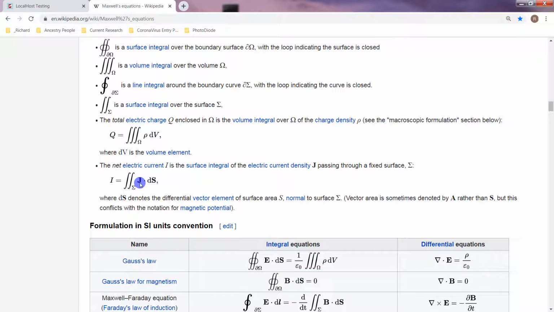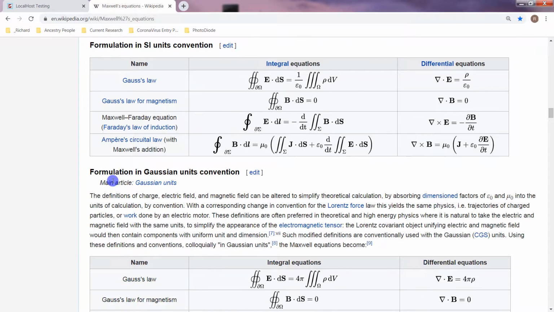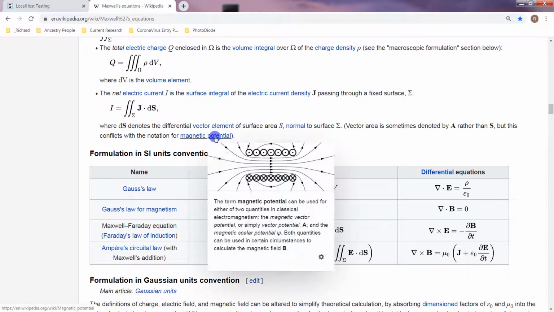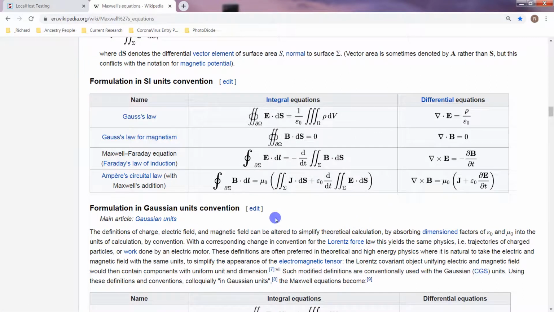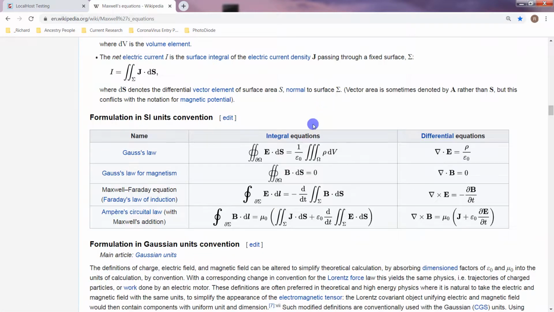Joules. Amperes per meter squared times meter squared equals amperes. Magnetic. Okay, let's just look at these. These all are readable. They're not that difficult. Volts per meter times meters squared is volt meters.